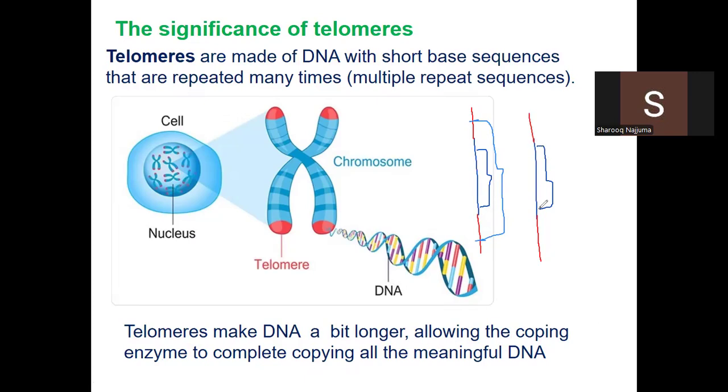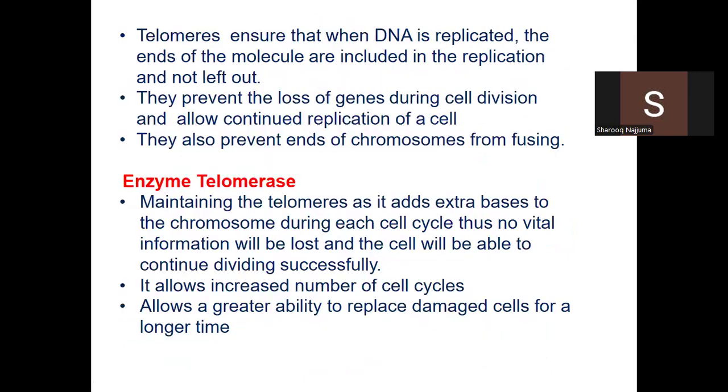Assuming this blue section is our meaningful DNA, it means that when the enzyme that copies comes in, to be copied maybe from this section to this section, all the meaningful DNA is going to be copied. Now, this bit that has been lost would be just part of a telomere, which was not coding for any protein, so no important information will be lost in that case. So that is what telomeres do. They lengthen the DNA, allowing the copying enzyme to complete copying all the meaningful DNA.